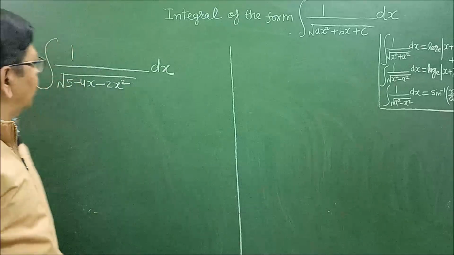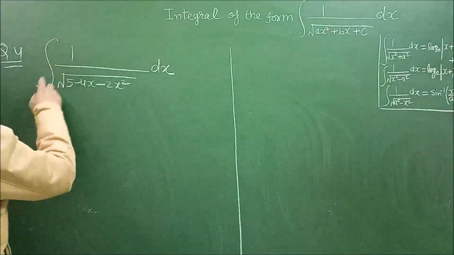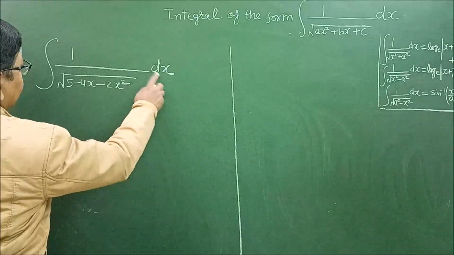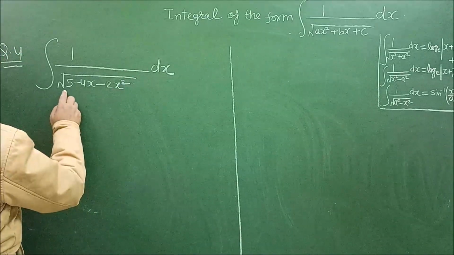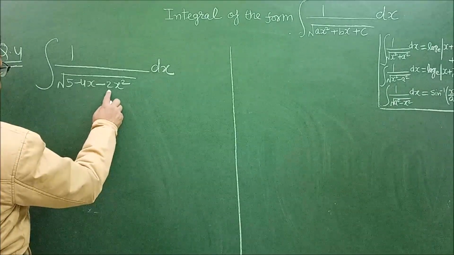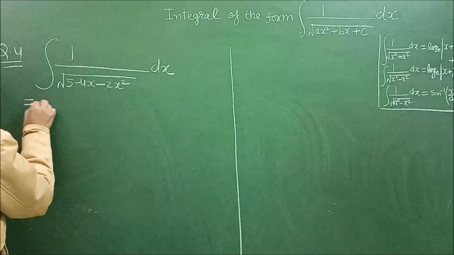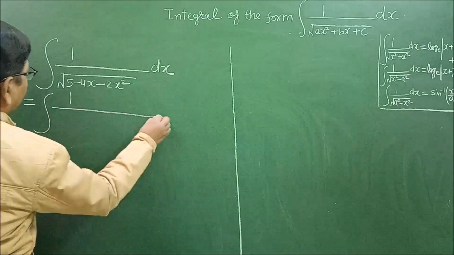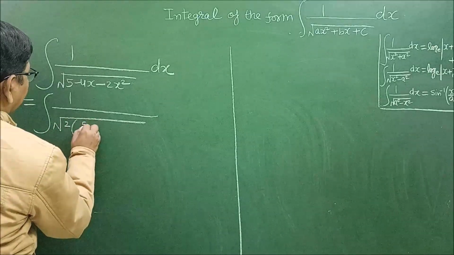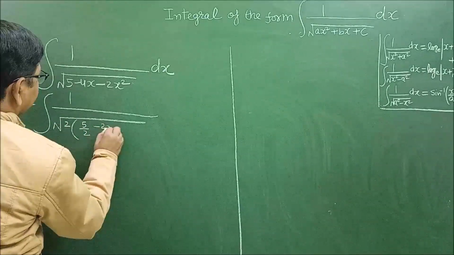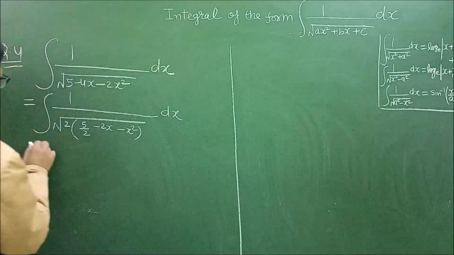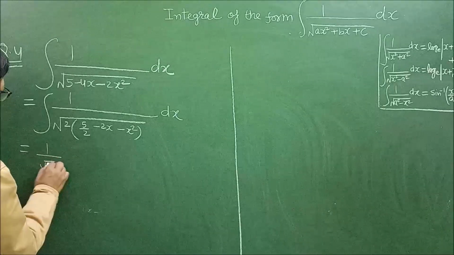Next question, question number 4. Find the integral of 1 upon under root 5 minus 4x minus 2x square dx. So in this question the coefficient of x square is 2, so first making it 1. Taking 2 common, we get 1 upon under root, and if we take 2 common, 5 upon 2 minus 2x minus x square dx.